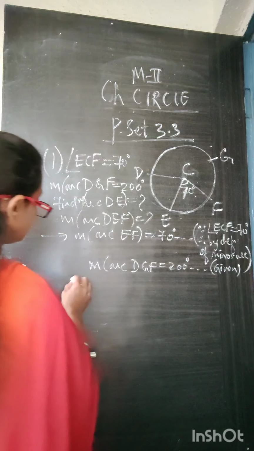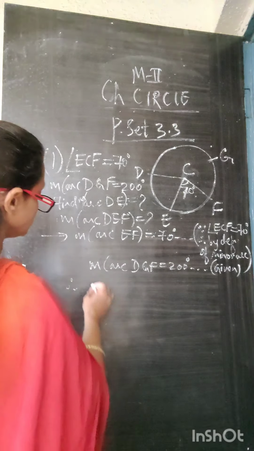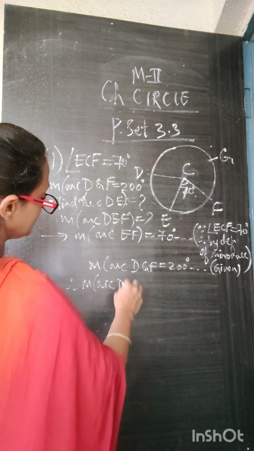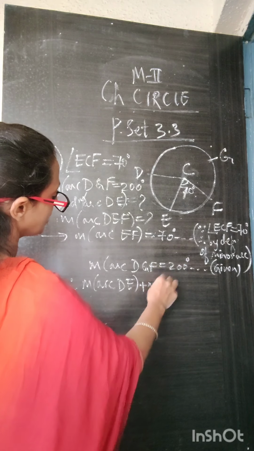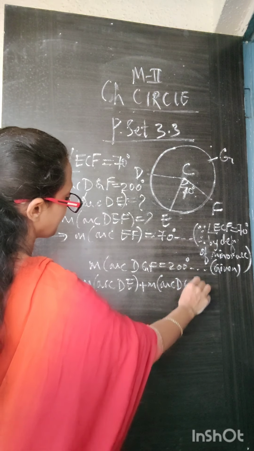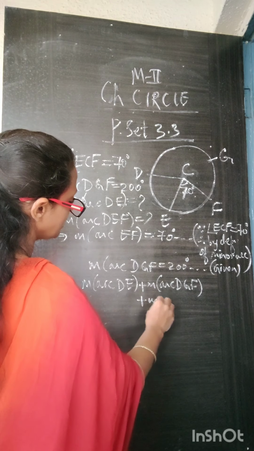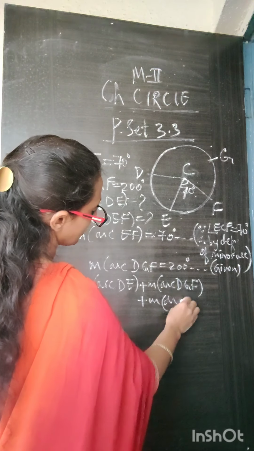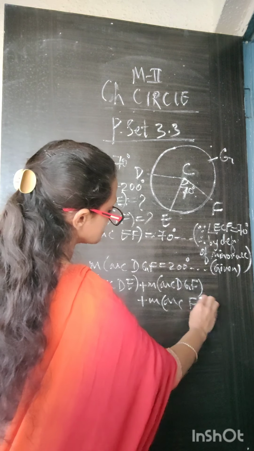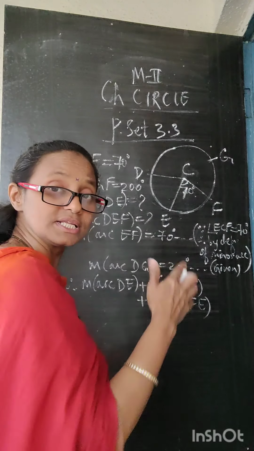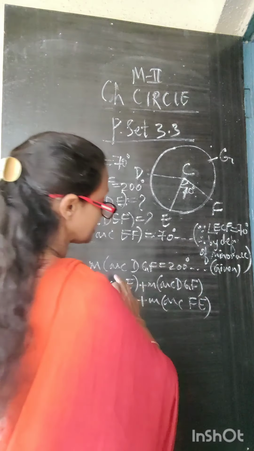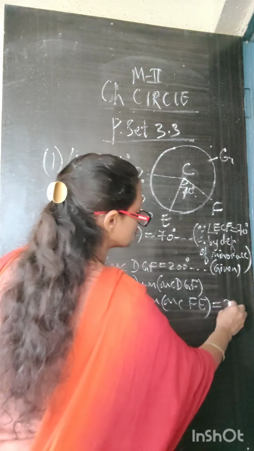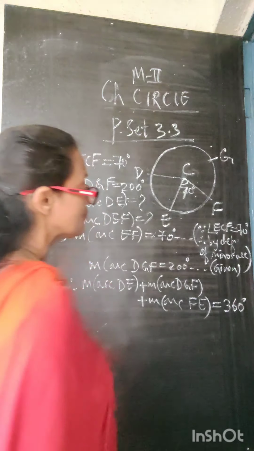And therefore, addition of all the arcs of the circle, that is measure of arc DE plus measure of arc DGF plus measure of arc, what is remaining? DE, DGF, remaining is FE, measure of arc, to form the entire circle, right? By joining these arcs, it will form an entire circle. And this addition of all the arcs of the circle, the entire circle measurement comes to how much value? Measure 360 degree.